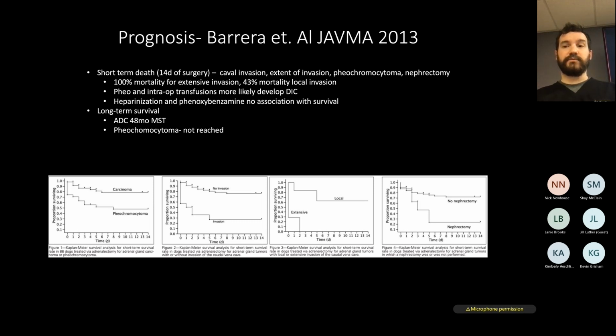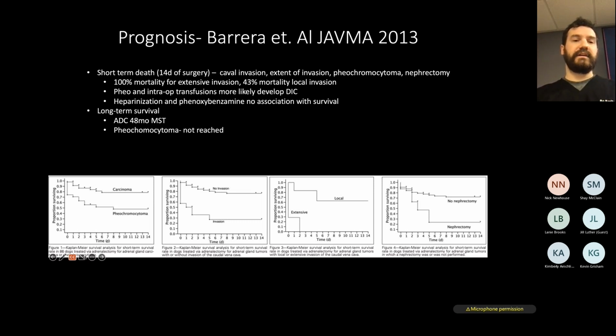Risk factors for short-term survival, so death within 14 days following surgery, included caval invasion, how extensive that invasion was, if it was a PHIO, and if you required an intra-op transfusion. Post-operative factors included DIC, pancreatitis, hypotension, hypoxemia, and renal failure. All of those were associated with a poor outcome.